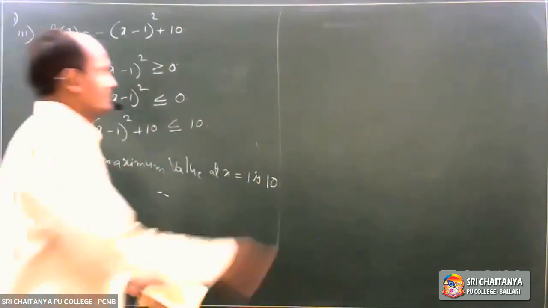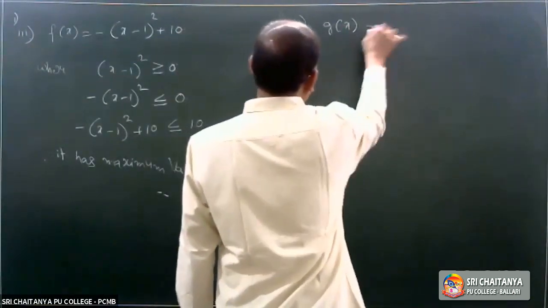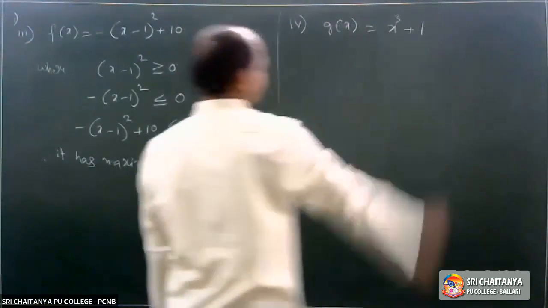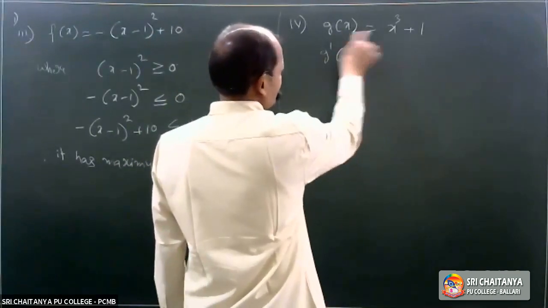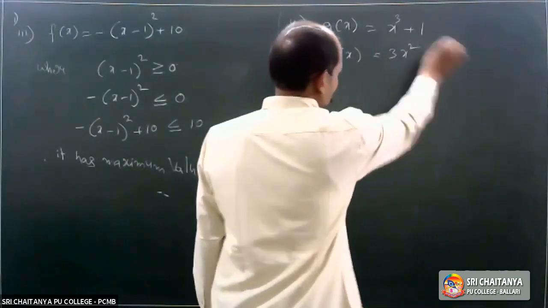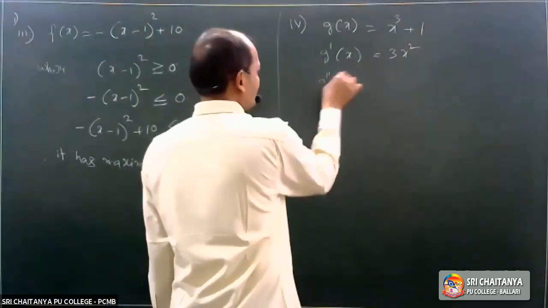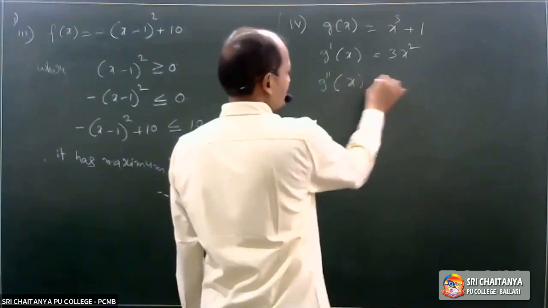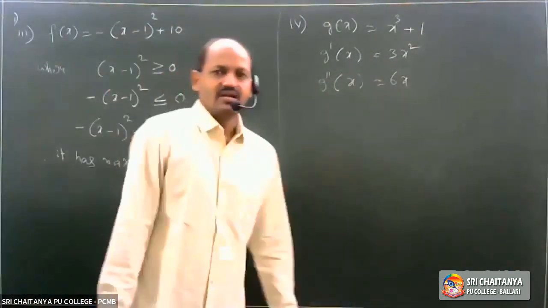Next, fourth one. G of x is equal to x power 3 plus 1. What about the derivative? The first derivative: derivative of x power 3 is 3x square, plus the derivative of 1, which is 0. Again, the second derivative, g double dash of x, is 6x.